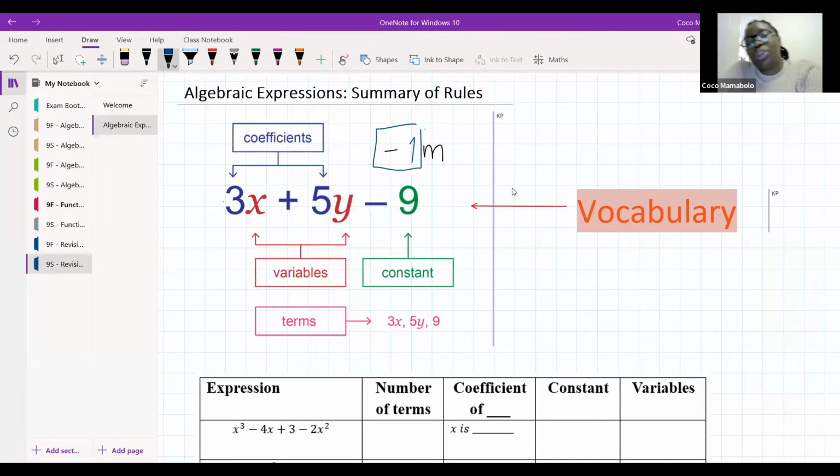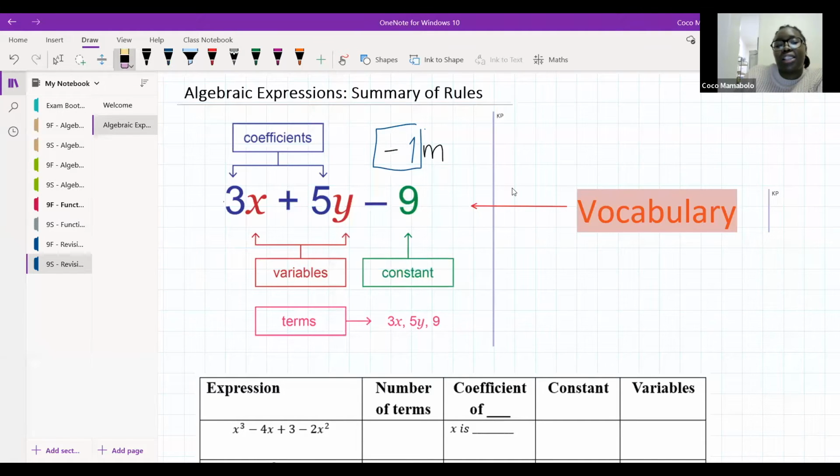All right. So we need to remember that. Anything sitting on its own, if I just have x sitting on its own, the coefficient of x is 1. But if I have -x, the coefficient of x would be -1.